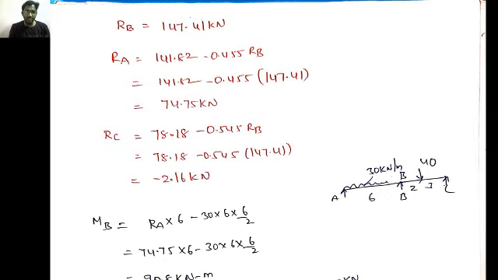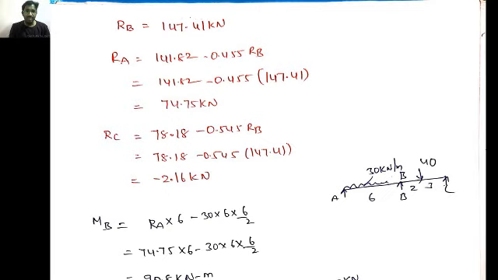So how to get these reactions? By applying Castigliano's second theorem. That is, dou U by dou R, the partial derivative of strain energy with respect to the redundant, must be equal to 0. So finally we got the reactions.